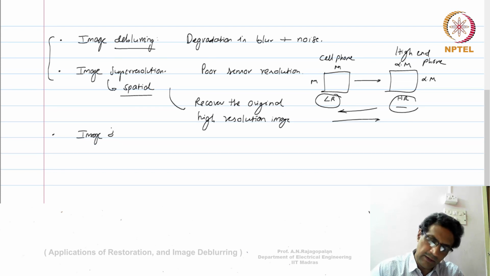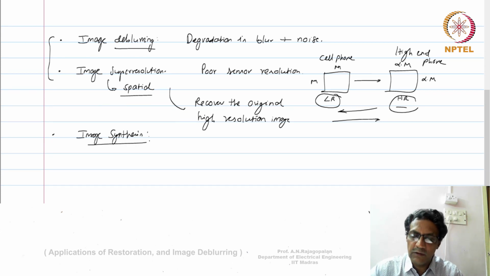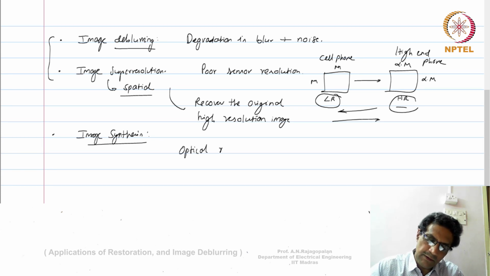Okay, before going there, let me also talk about what is called the image synthesis problem, which is again closely related to a deblurring problem. One of the areas where image synthesis is very important is what is called optical microlithography.